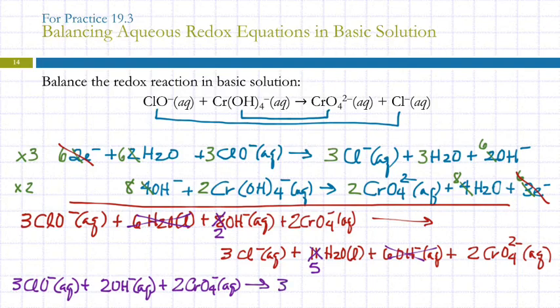And then I'm just copying down so it's a little easier to look at. And if you go through and check the charges and the number of atoms of each element, it should balance out just fine. Any questions?